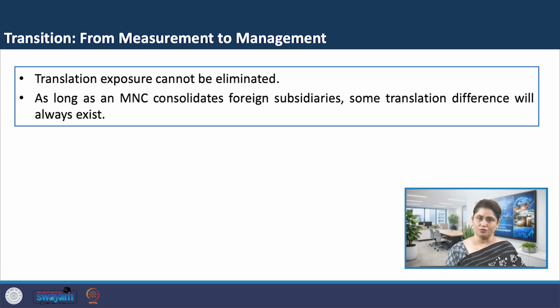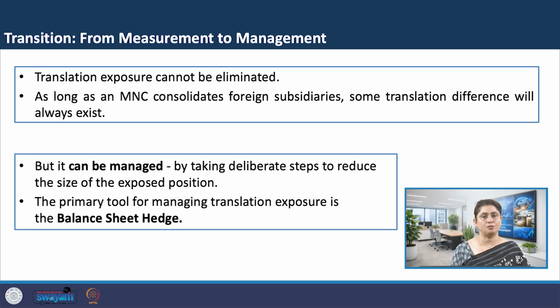Exchange rates move, and they will inevitably create differences between how assets and liabilities are recorded and how they translate today. But the size of the exposed position can be managed. A firm can take deliberate steps to restructure its asset liability composition in foreign currencies so that the net position on which a translation gain or loss is calculated is minimized or ideally reduced to zero. The primary tool for doing this is known as a balance sheet hedge, and this is what we turn to now.